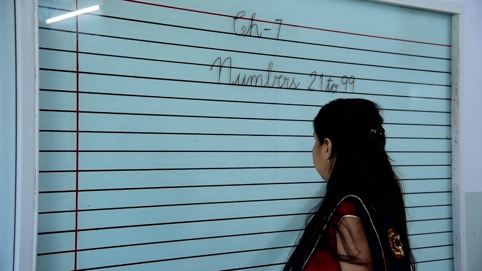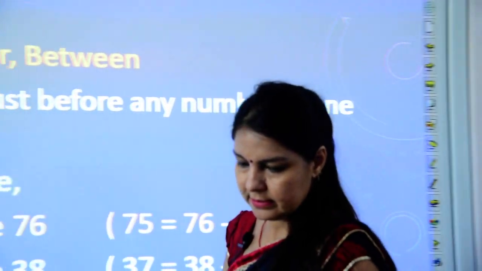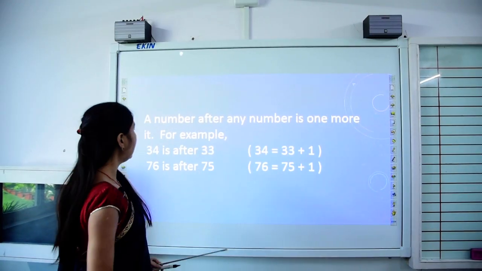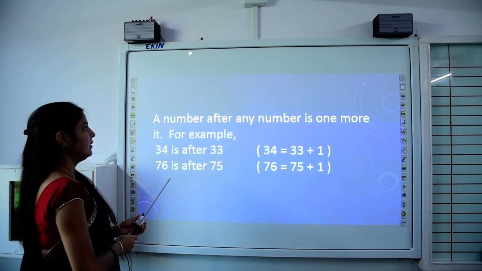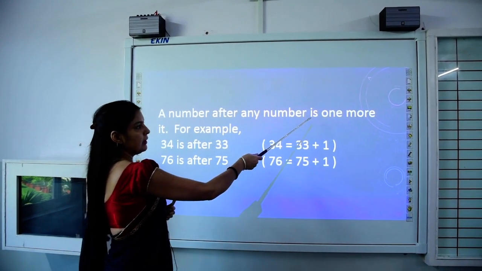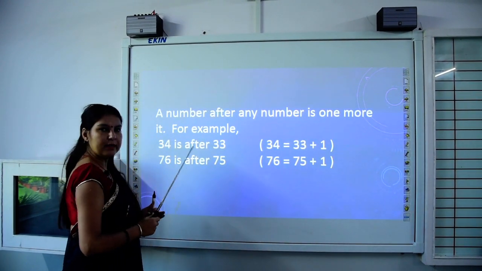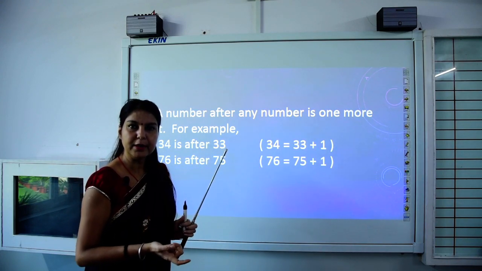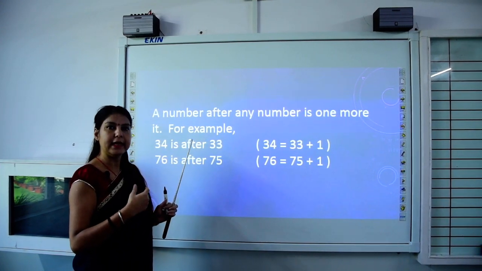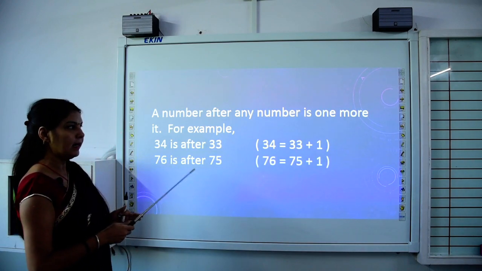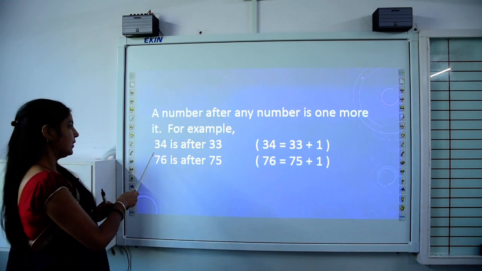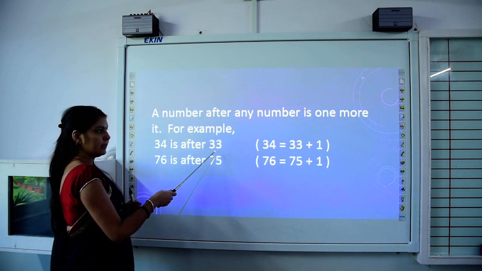Now the next is after numbers. A number after any number is 1 more than it. Children, if we are going to write an after number, we have to add 1 to that number. Then we will get the after number of that. Look here, 34 is after 33.